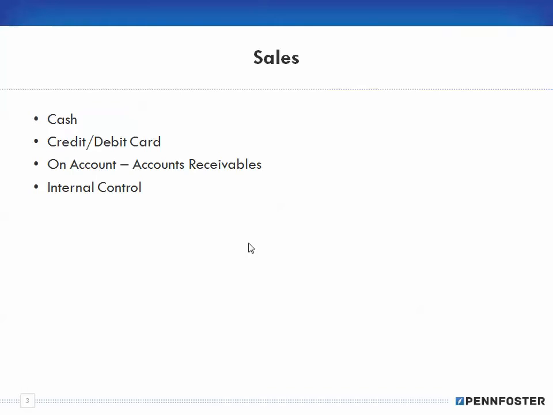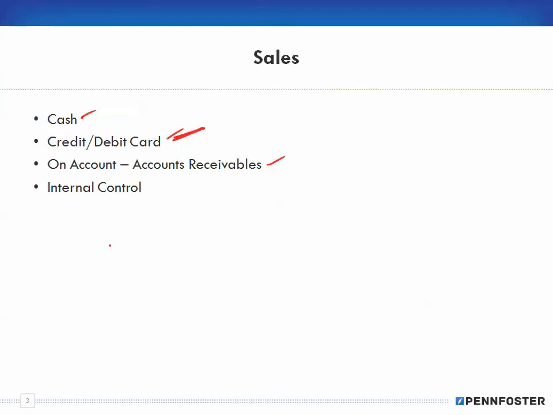Right, so with sales, I'm not going to spend that much time. Read it in the textbook, but reality is that when you make a sale, you're making it with cash. They're going to use a debit card or a credit card. You're going to make sales and have them as an accounts receivable on account. This stuff you should already be familiar with. The only thing that you might not be familiar with is the credit and debit card.